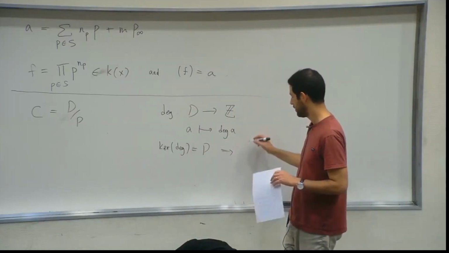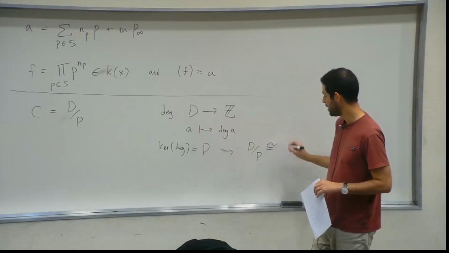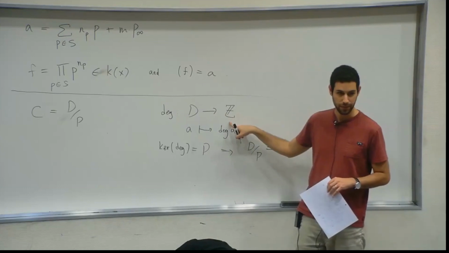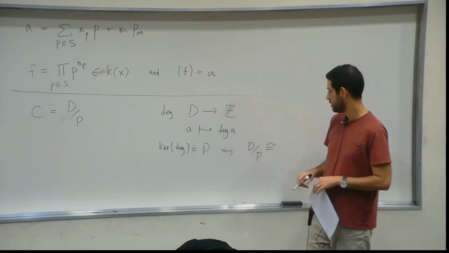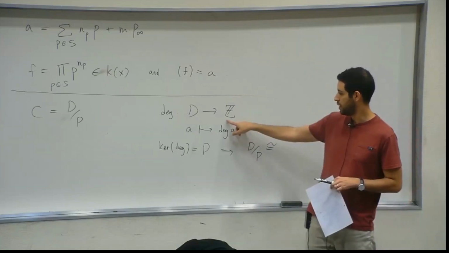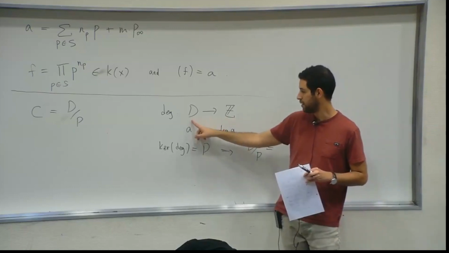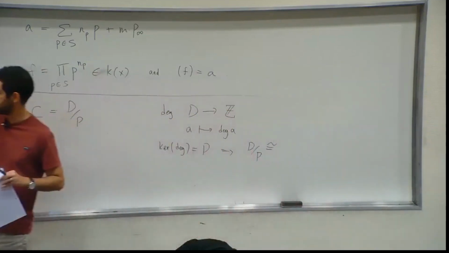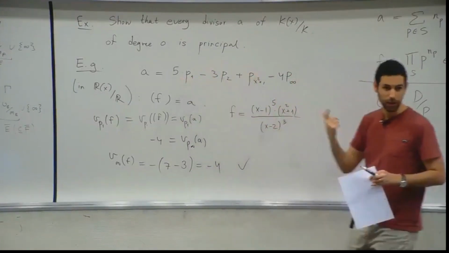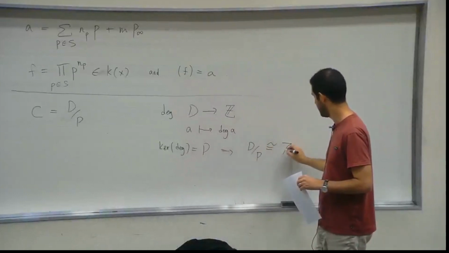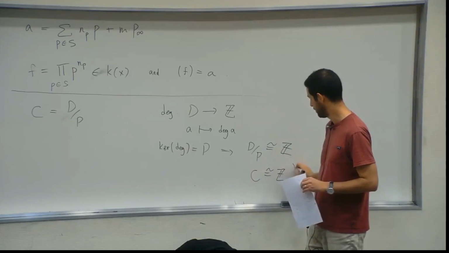So we know by the first isomorphism theorem that D modulo the kernel is isomorphic to the image. But what is the image of the degree? So it's a subgroup of Z. And is 1 in the image? Yeah, so for example, the place P1 is a place of degree 1. The corresponding irreducible polynomial is x minus 1, degree 1. So in fact, the image is Z. So C is just isomorphic to Z.